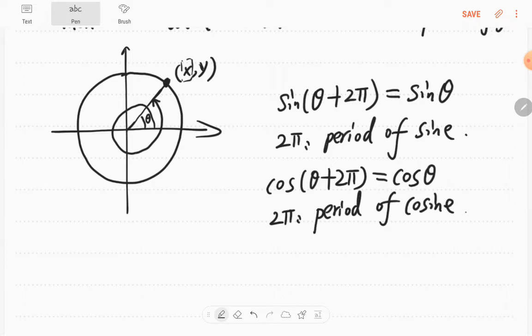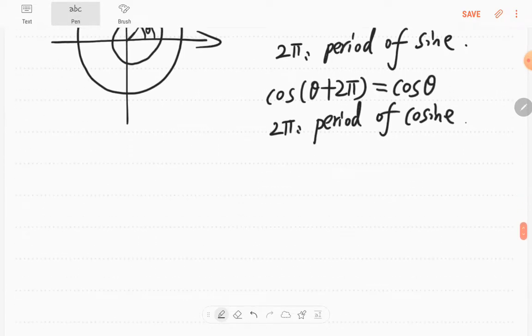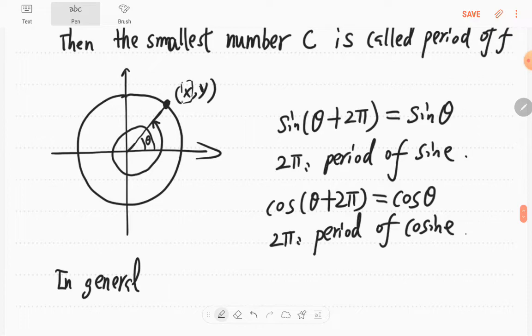Okay? And to be more general, we can add 2 pi, and we can also add another 2 pi, and you will still recover cosine theta. So, in general, since it repeats every 2 pi, we add a 2 pi, we add a 2 pi, we add a 2 pi, and it will not change anything. The value is always equal to sine theta or cosine theta here.